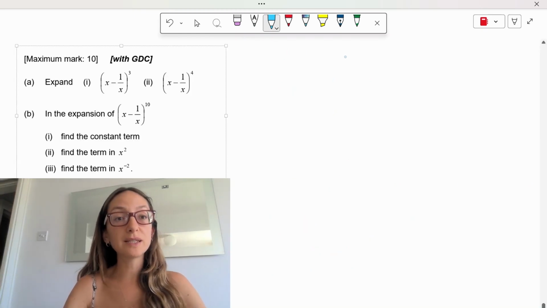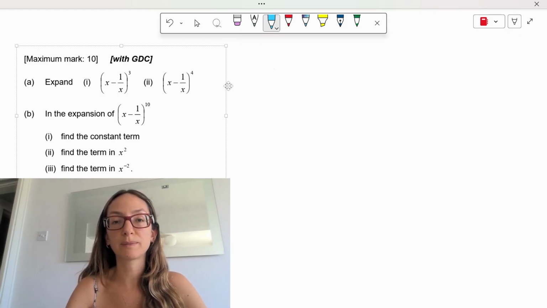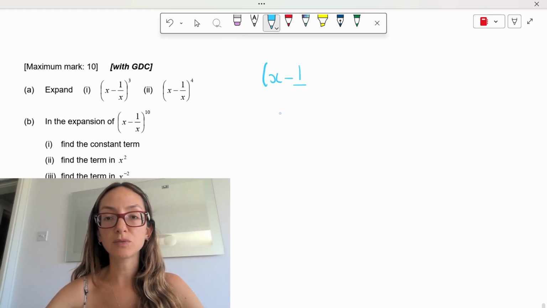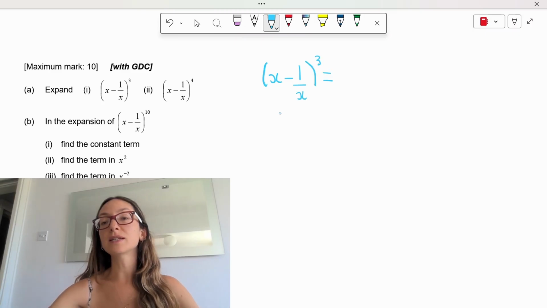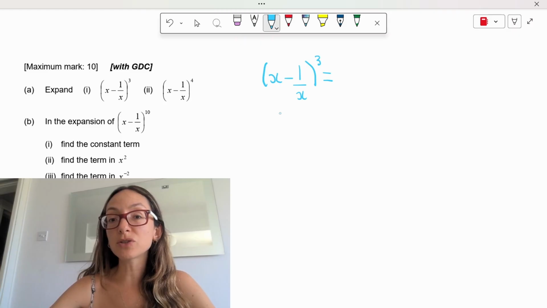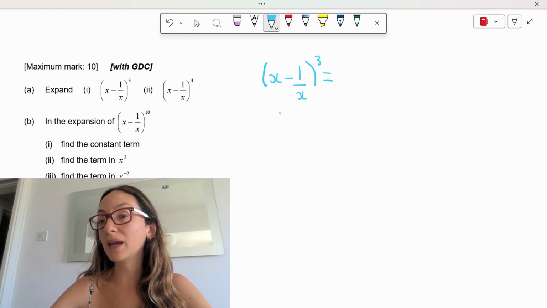Now, let's take a look at this exercise. So the first part asks us to expand these two expressions. So let's start with the first one. So we have x minus 1 over x all to the power of 3. So as I said before, in some exercises, the x doesn't only appear in A or just B, it appears in both A and B.